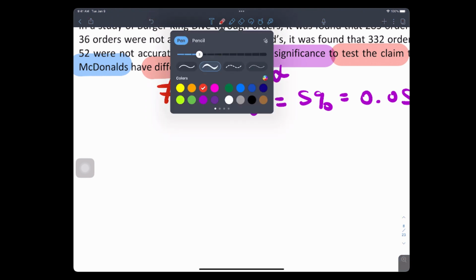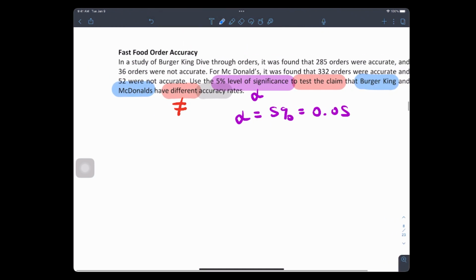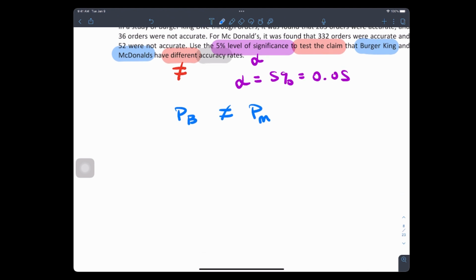Is that right? So what do we write down then? We can say probability of B, what was the first one? Burger King. We can say P of B is not equal to P of M. Is that true? Or we can say P1 not equal to P2. Doesn't matter. Always write that down. That's your claim. Write it down, okay?